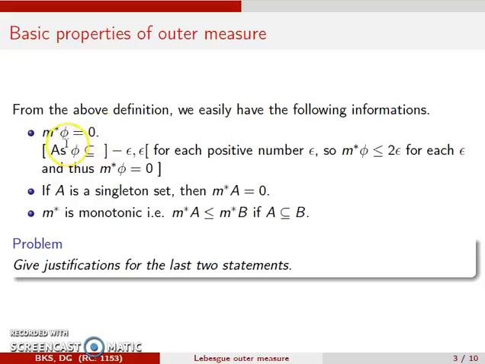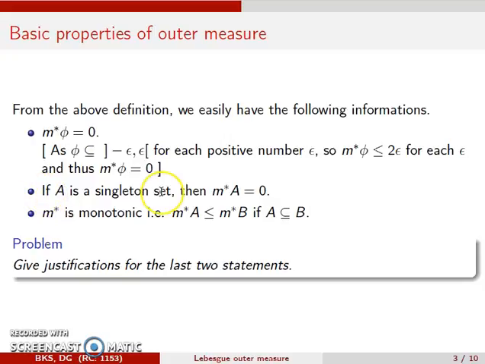We can easily confirm this with the help of these arguments, because the empty set is contained in the interval minus epsilon to plus epsilon for every positive number epsilon. So, by definition, m star of the empty set is less than or equal to 2 epsilon, and because epsilon is any positive real number, we must have m star of the empty set equal to 0.